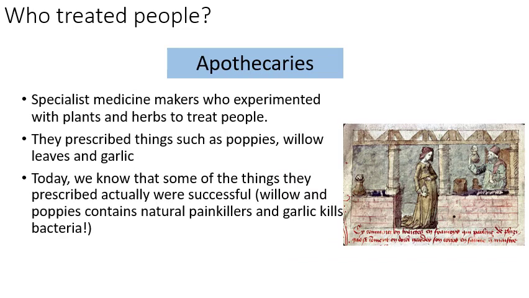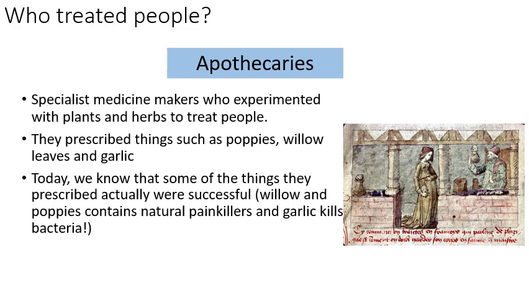And next we've got our apothecaries. They were specialist medicine makers, and they used lots of plants and herbs to treat people. They prescribed things such as poppies, the red flower, crushed down, willow leaves, a willow being a type of tree, and garlic. So lots of natural and herbal remedies, and they'd mix lots of potions.